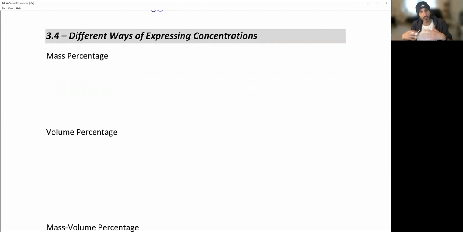Remember, it was moles per liter. It was what we looked at in molarity, and that one is used all the time. That's why it has its own little section. But let's take a look at different percentages. So mass percentage.